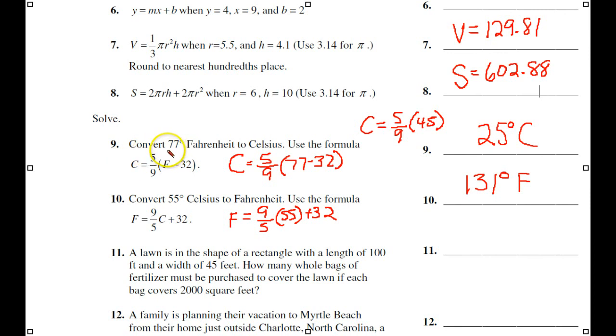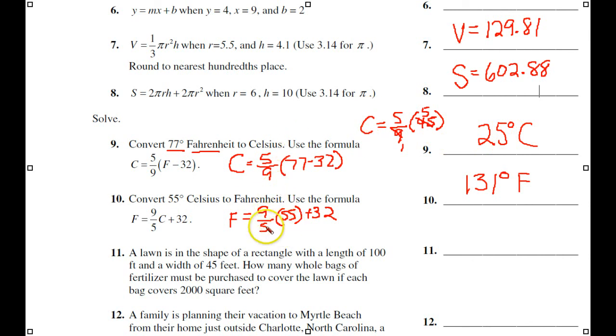We want to convert 77 degrees Fahrenheit to Celsius. There's the formula. So we put the 77 in for F, subtract 32, and that'll give us 45. Now notice the 9 will go into there once. 9 goes into there 5 times. So 5 times 5 is 25 degrees Celsius.